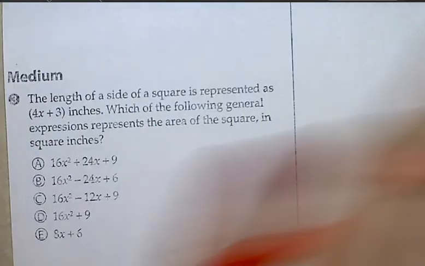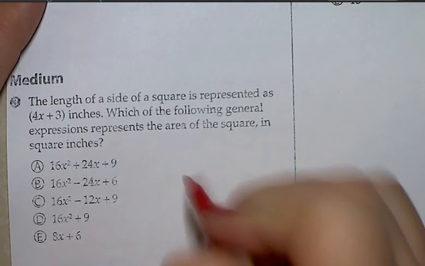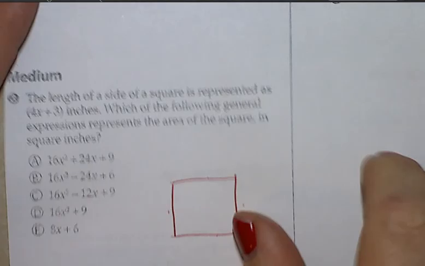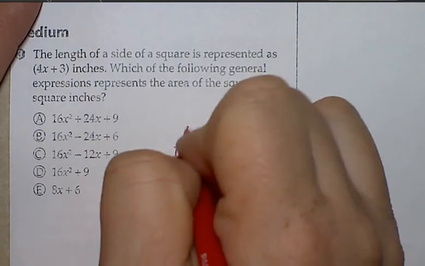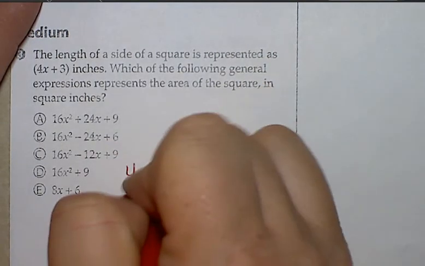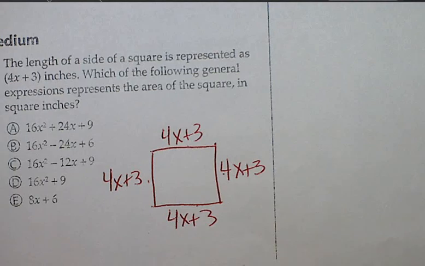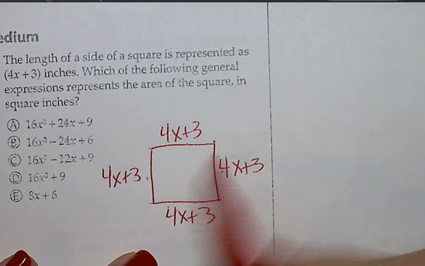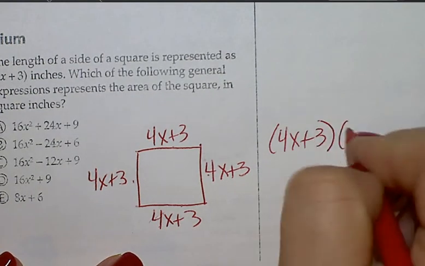So the length of a side of a square is represented with 4x plus 3. So let's draw a square. Keep in mind that for a square, all sides have an equal length. So if it tells you that the length of one side is 4x plus 3, we know the other sides are also 4x plus 3. Which of the following can be an expression to represent the area? So area of a square is length times width, or side times side. So 4x plus 3 times 4x plus 3.